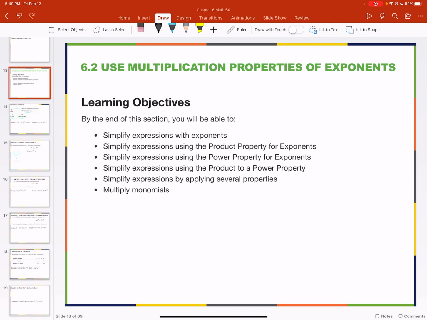Hello and welcome to 6.2, which deals with multiplication properties of exponents. We love properties of exponents, don't we? So let's get into it.